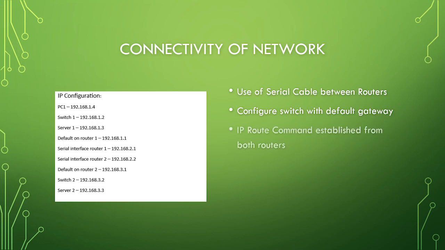This was done by using the IP route command, established from both routers. We then added a Linux machine to the environment, configuring a static IP address for that machine, and then added that to the network. All IP addresses and the Linux machine were able to ping across the network completely.